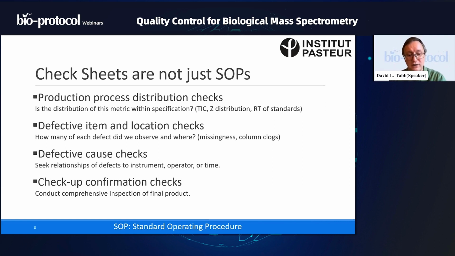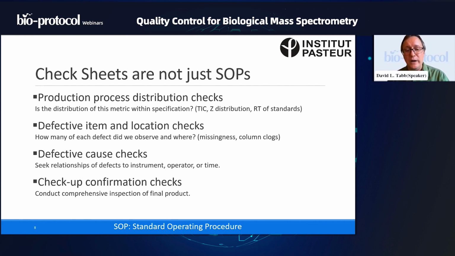Defective cause checks are also valuable. I'm going to show you an image of that on the next slide, so we'll get to that in just a moment. But in this case, we would like to seek the relationship of defects in our experiments to a particular instrument or a particular operator or a particular time. I'm just going to use this as an example. I'm not saying that you should always try to figure out who to point the finger at in the lab to say who broke the instrument, but we'll incorporate operator in this one.